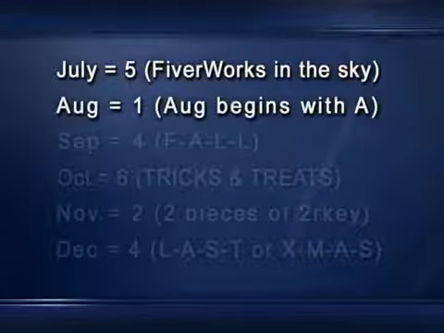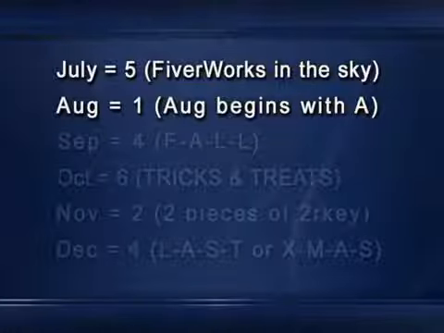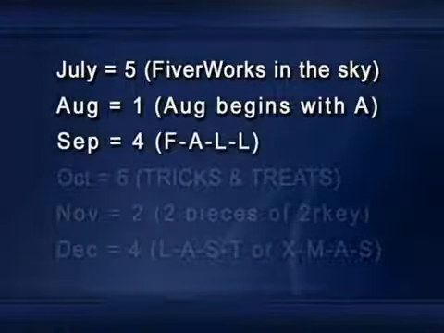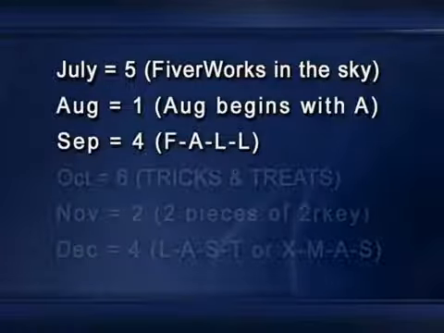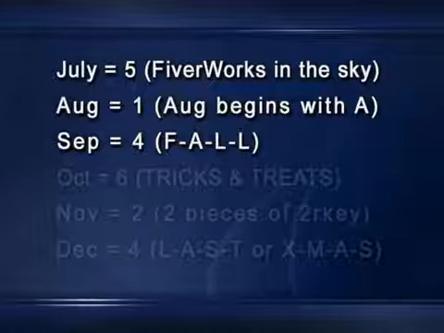August is 1. Let's see. August, it begins with A. It's the first letter. Or you might have some A1 sauce on your grill. September is 4. You might think of fall. September is fall, and fall has 4 letters.